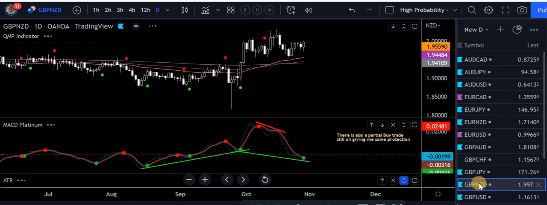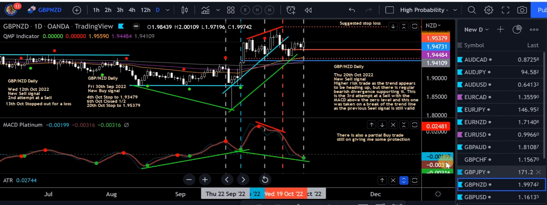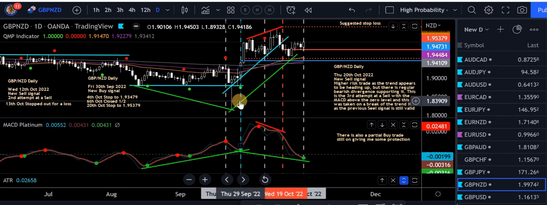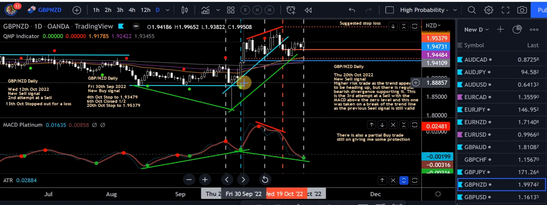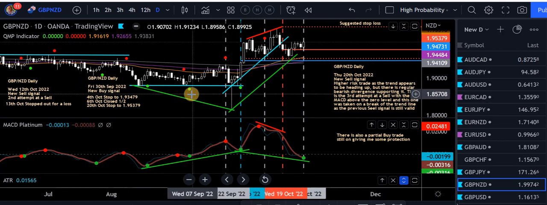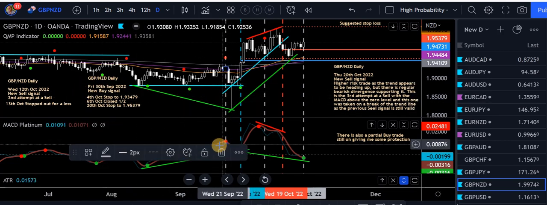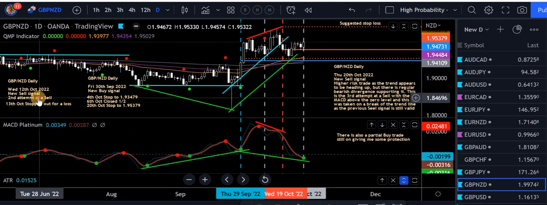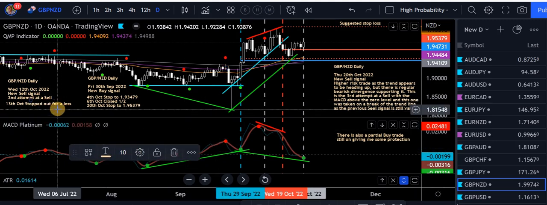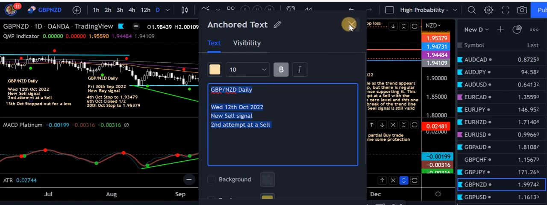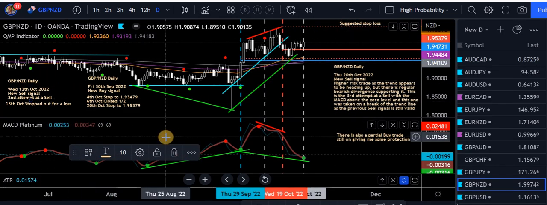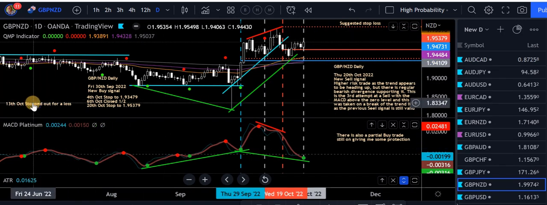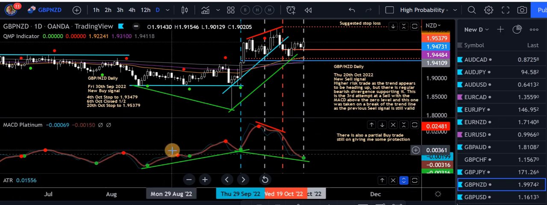Pound New Zealand. Like the other pound pair, I'm going to buy here. There's a sell signal there. We'll get rid of that. We don't need to see that on the charts anymore. We've dealt with that one. Stopped out for loss. Oops. Oh, you idiot, Jim. Don't mind me. Thing is, I can't edit videos. I've got no idea how to edit videos, so I can't get rid of that.